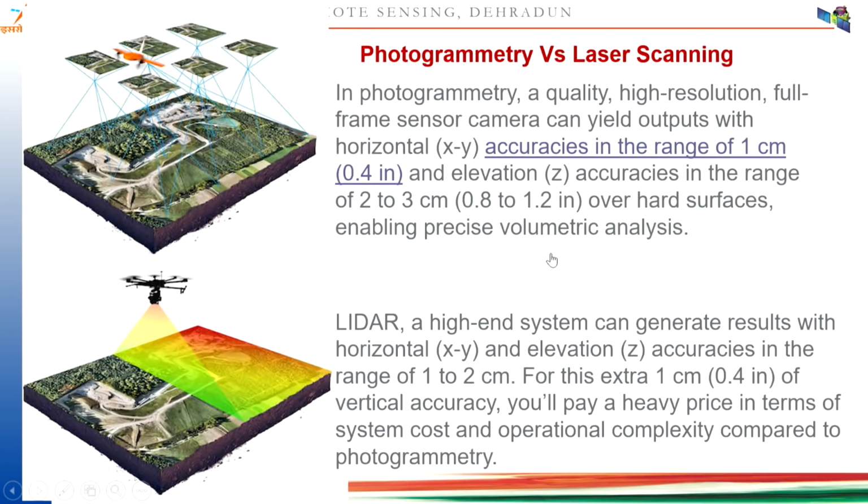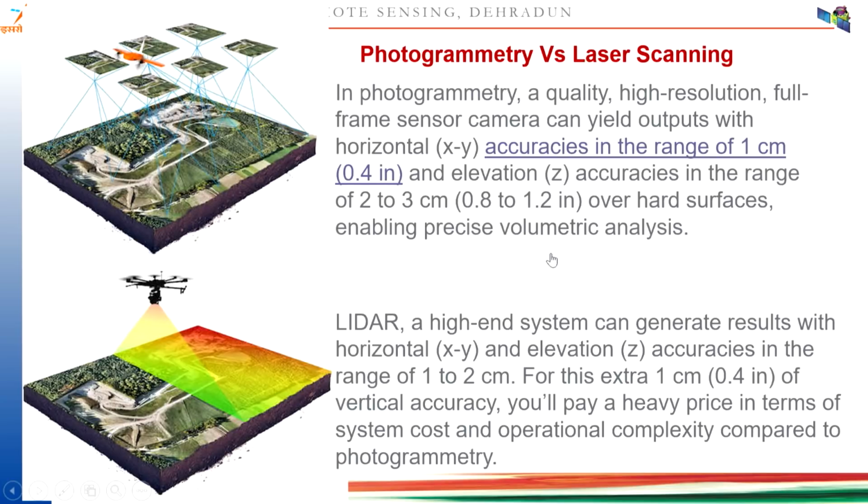Now, you must have heard a lot about laser scanning. Photogrammetry also provides a dense surface model, and LiDAR also provides a dense surface model. So, what is the difference between photogrammetry and laser scanning? In photogrammetry, a quality high resolution full frame sensor camera can yield outputs with horizontal accuracy in the range of 1 centimeter and height accuracy in the range of 2 to 3 centimeters over hard surfaces.